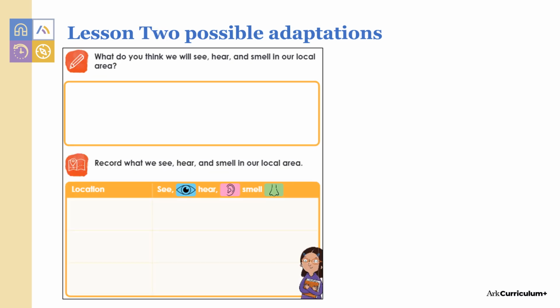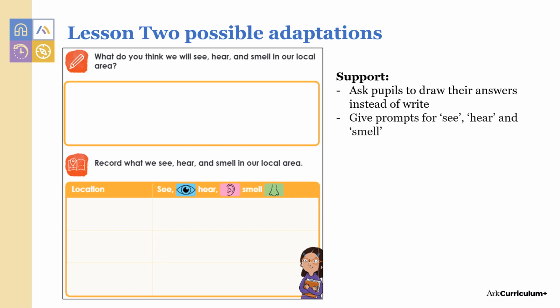In Lesson 2, pupils need to write what they think they will see, hear and smell in their local area. Once pupils have been on a walk through their local area, they will record what they saw, heard and smelt. To support pupils, you could ask them to draw their answers instead of write.